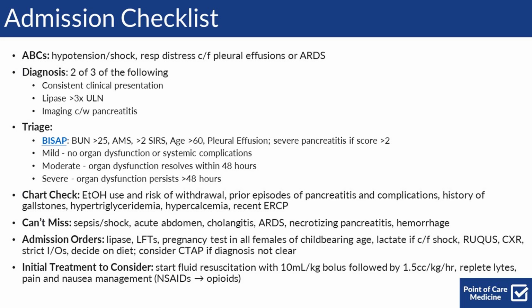Once you know you're treating pancreatitis, the initial treatment to consider includes starting fluid resuscitation with a 10 mg per kilogram bolus, followed by 1.5 cc's per kilogram per hour. Replete the patient's lytes and treat their pain and nausea. Start with NSAIDs and opioids.